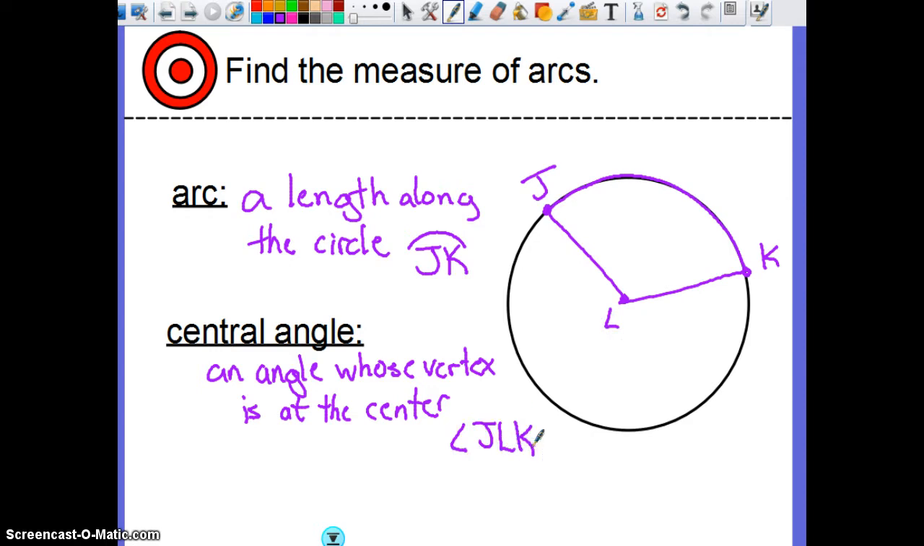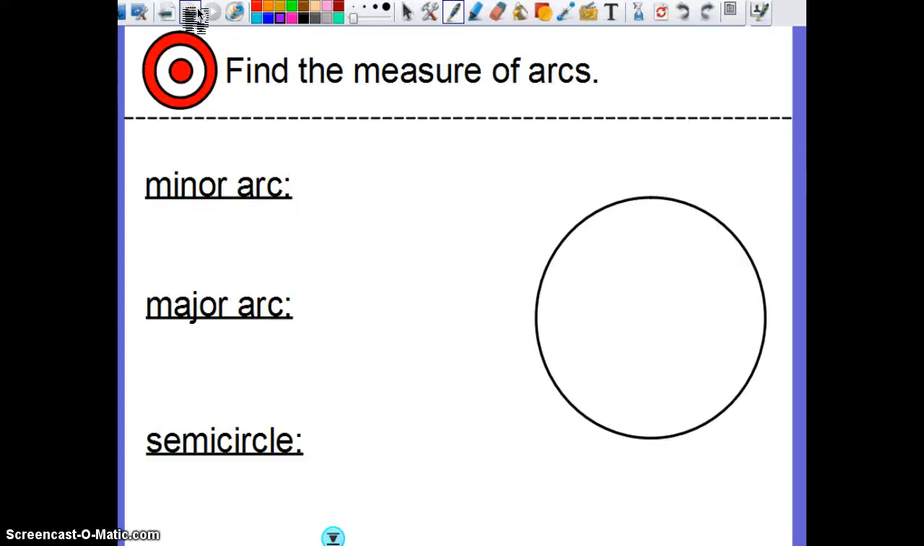Notice the central angle matches up with the arc. Central angles intersect, is our word that we use, an arc. And the relationship between them is really, really nice. The measure of a central angle always equals the measure of the arc that it bites off. Always. It's really cool. You'll see why here in a second.